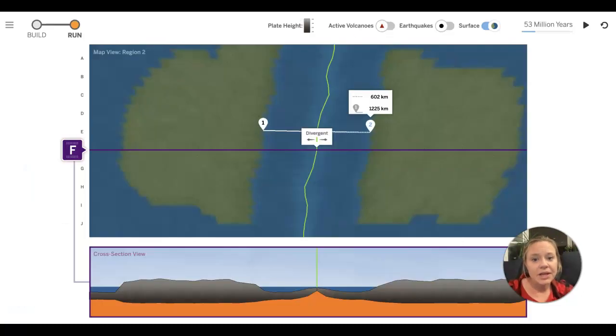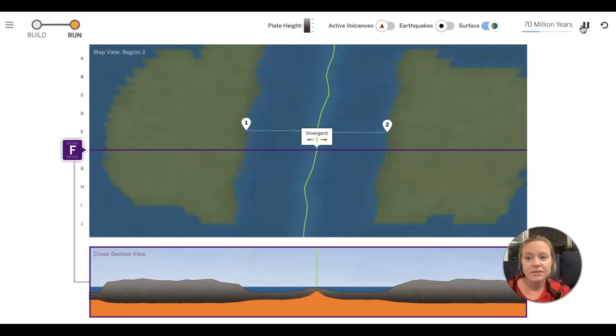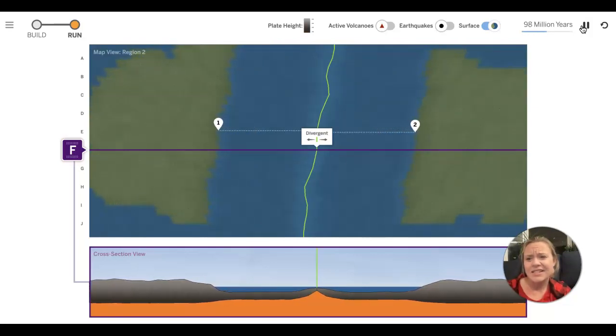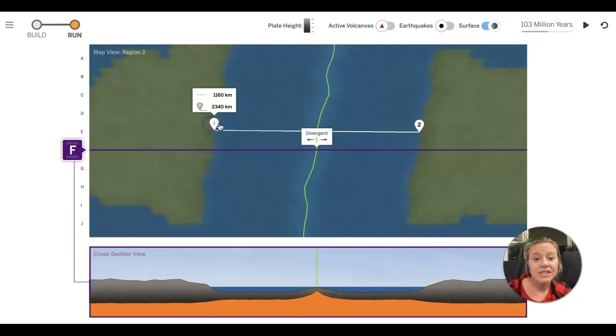Then we're going to go back to our simulator. We're going to run it again for another 50 million years, as close to 100 million years as we can. And we can see that they have continued to move. And then we can check our distance again.